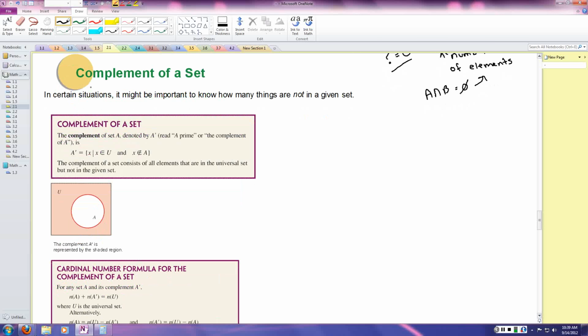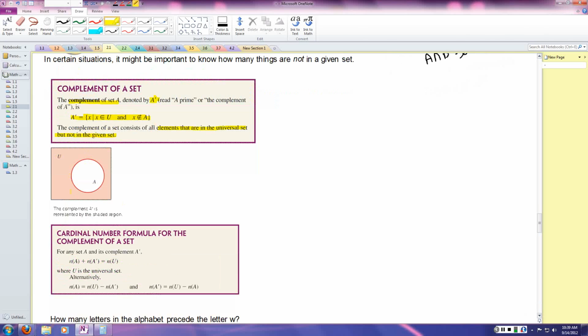And we'll talk about complements of a set. So a complement of a set is denoted by A prime, and a lot of times we read it as A naught. So what that means is it's all the elements left in the universe that's not in A. So it's all the elements that are in the universal set but not in the given set. So a graphic representation of that would be, A prime is everything outside of A. So all this would be A prime. And generally we read it as A naught.